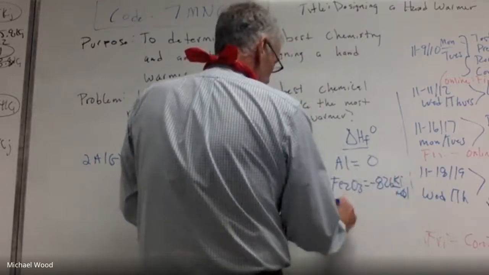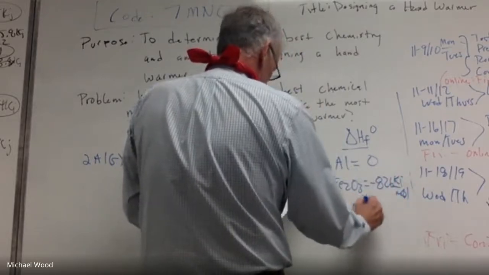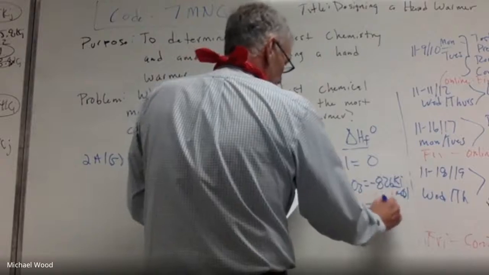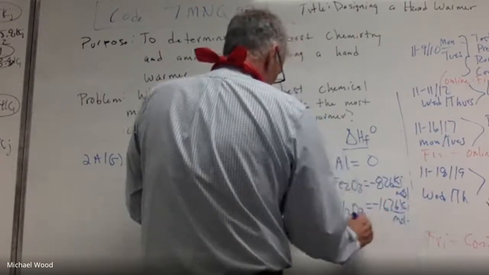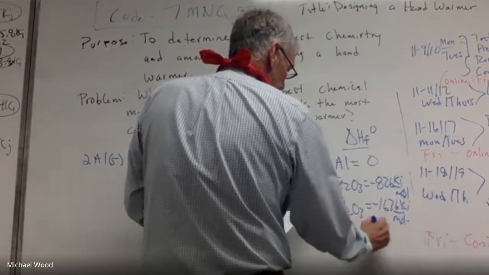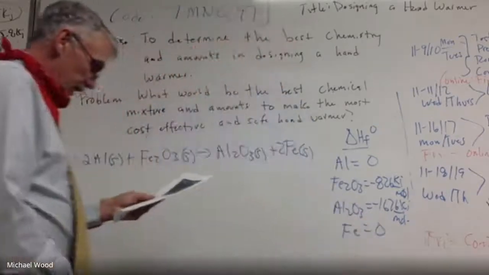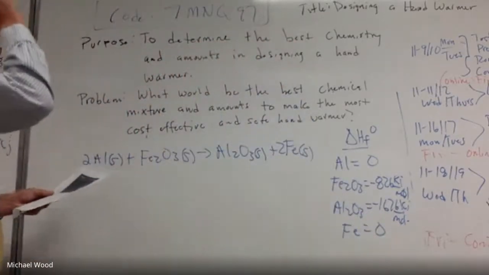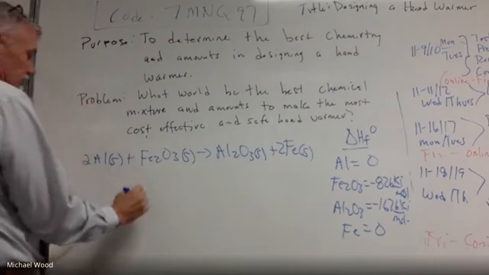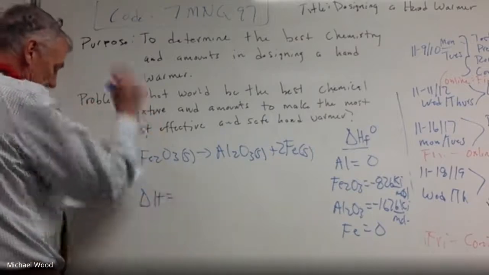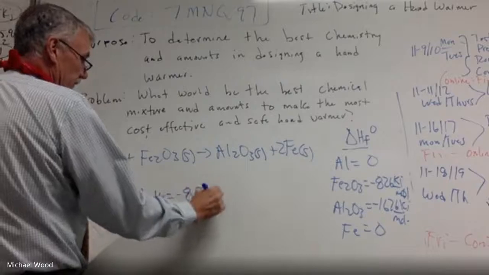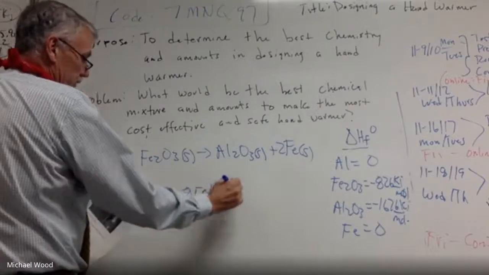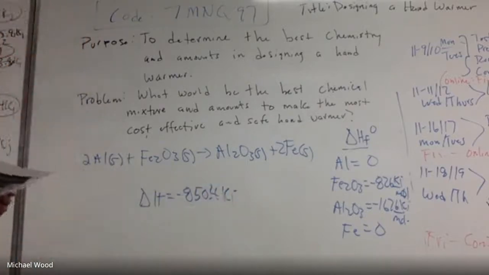The aluminum oxide is negative 1,676 kilojoules per mole. And then the iron, again, something by itself is 0. You guys could go through this, and when you watch this reaction, you can see it's very exothermic. I'll let you guys work this. It comes out to be negative 850.4 kilojoules. So you guys can try that.